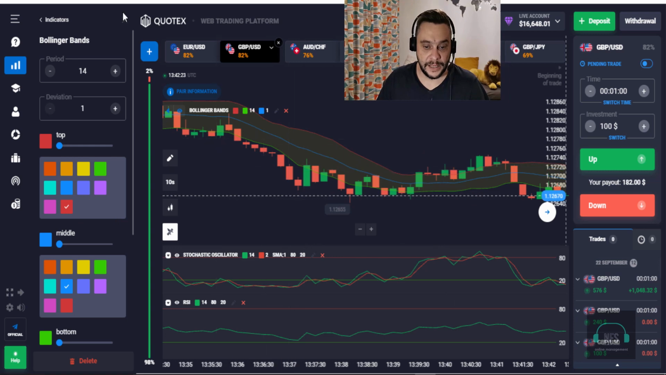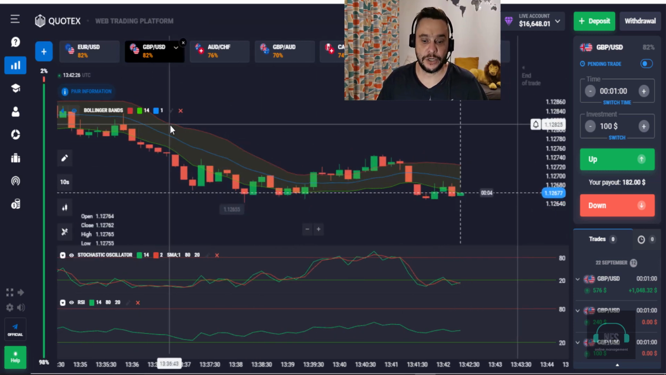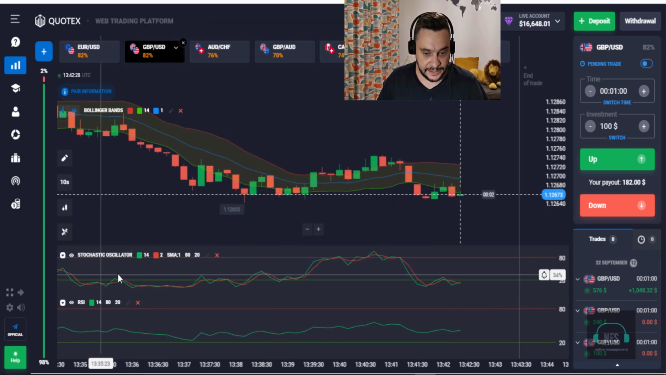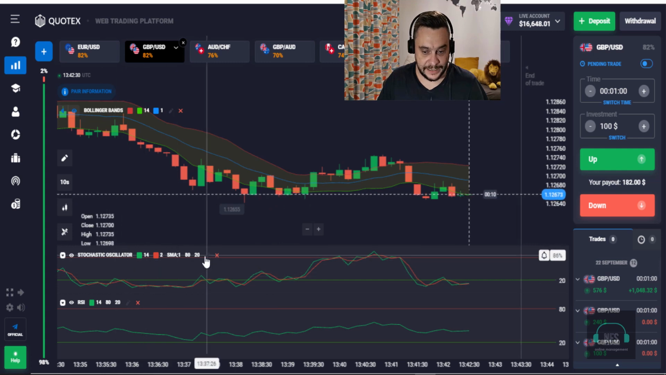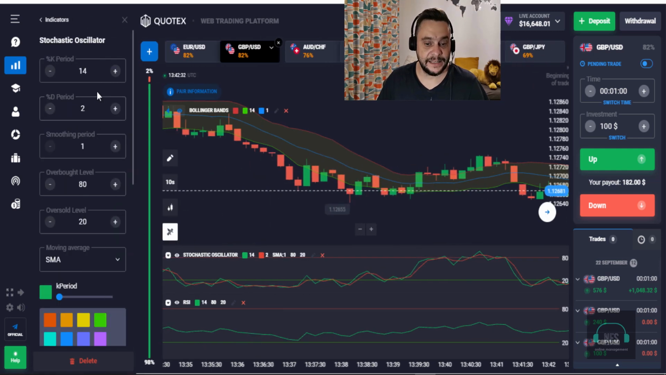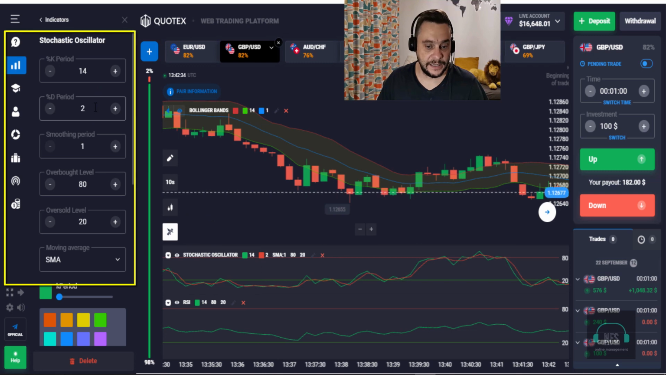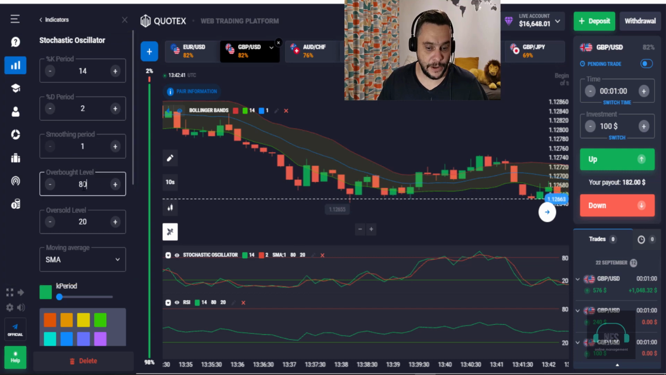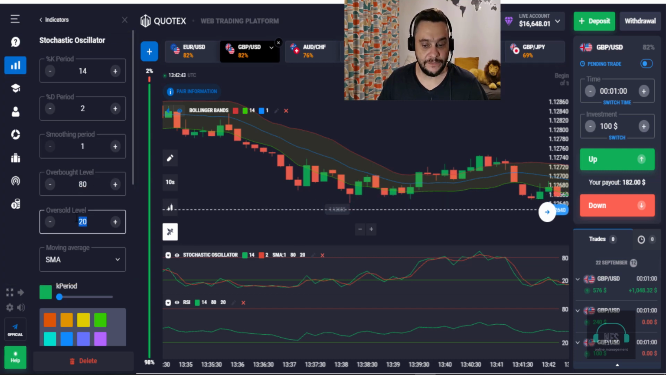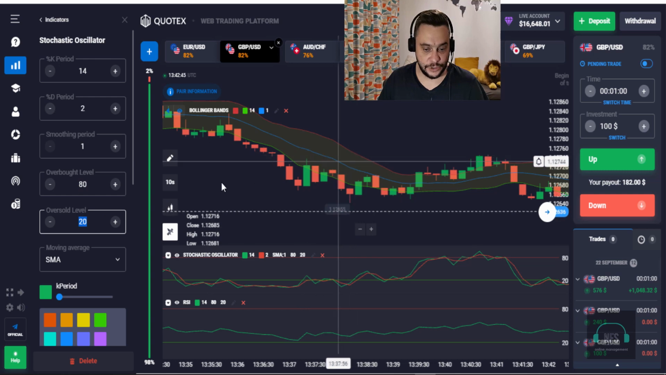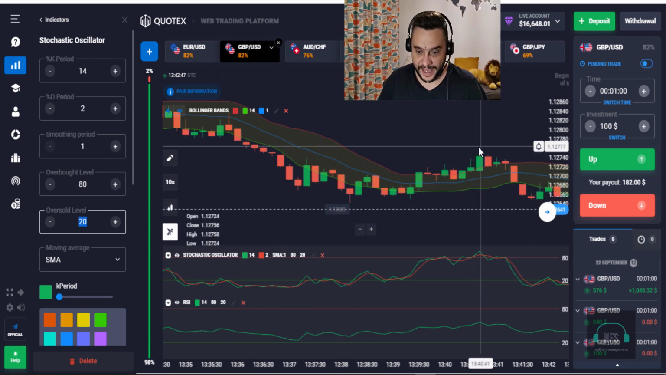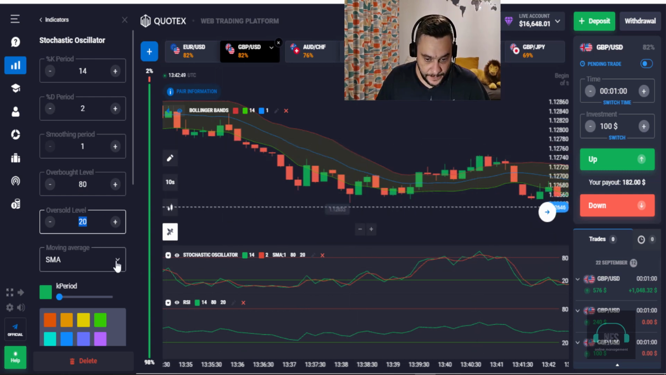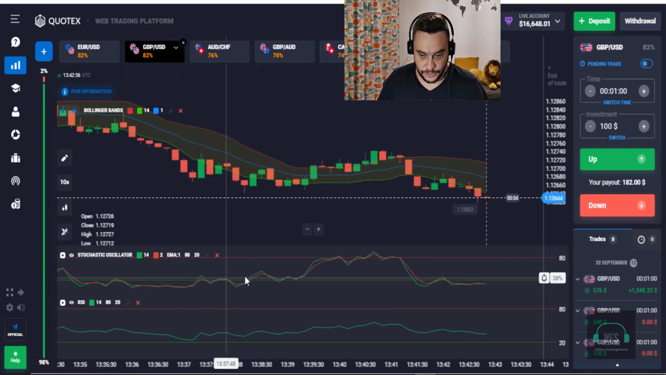I put it blue. These are the Bollinger Bands. The second is the Stochastic Oscillator, and you will set the K period on 14, the D period on 2, the smoothing period on 1, as you can see here, and the overbought level 80, and the oversold level also on 20, simple moving average, or you can put it on exponential moving average also.